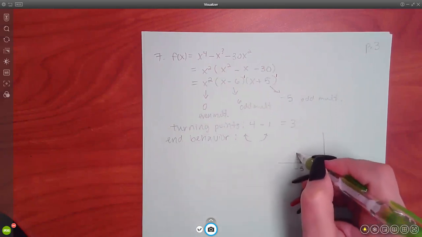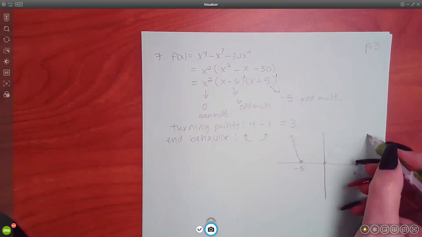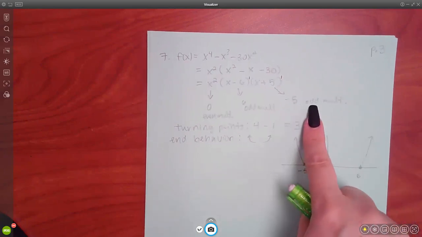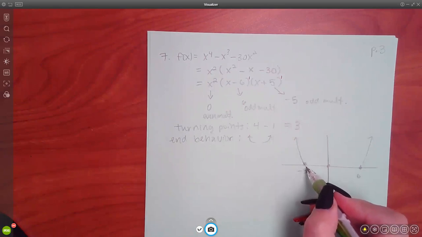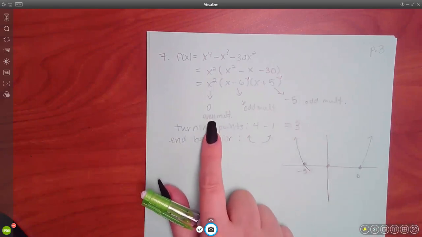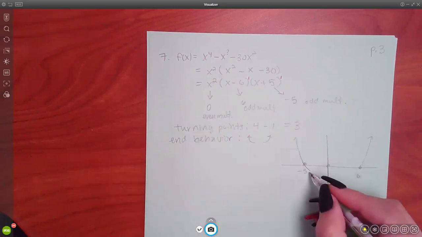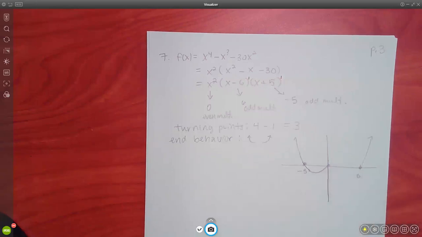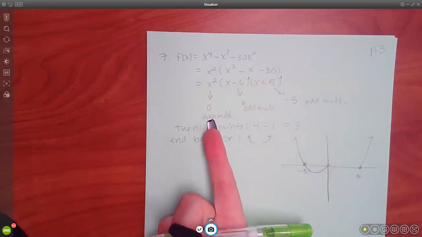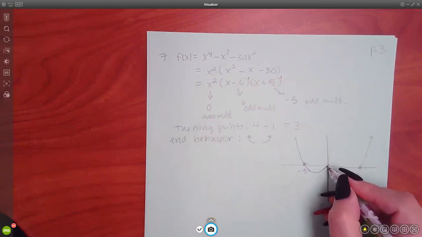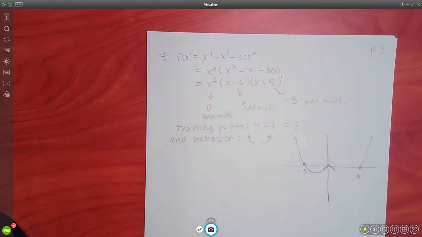And I know this one's going to go up, that one's going to go up. And since -5 has an odd multiplicity, I know I have to go through it, right? And 0 has an even multiplicity. So I am going to have to turn at some point to get back to the zero, right? But the zero has even multiplicity, so I do not go through the zero. I just touch it and then bounce right back down. Okay.